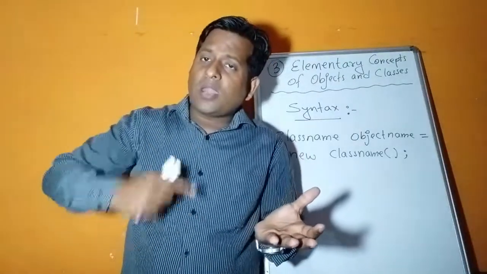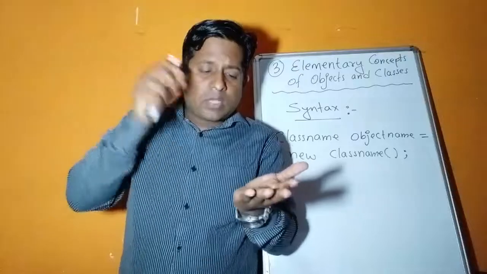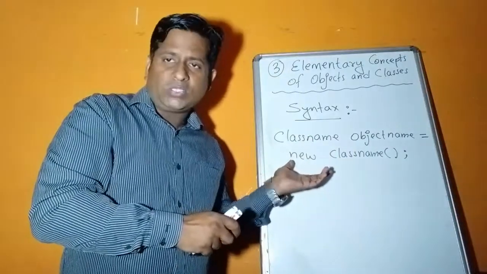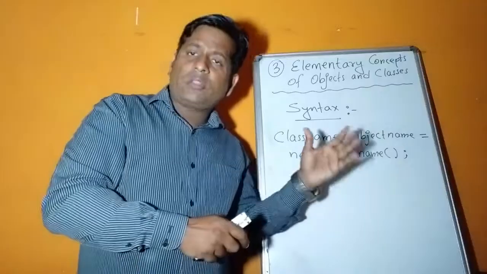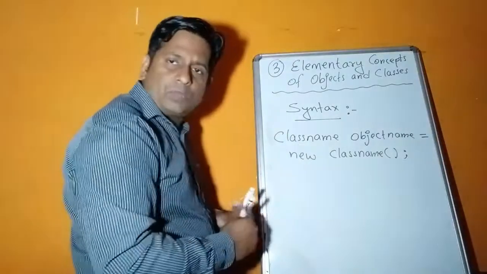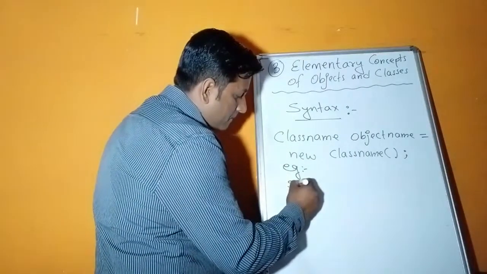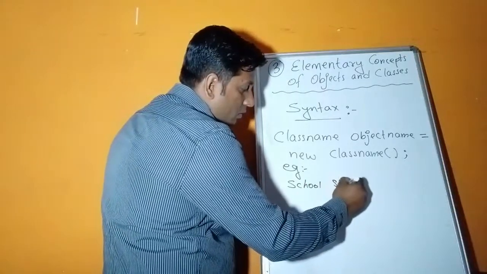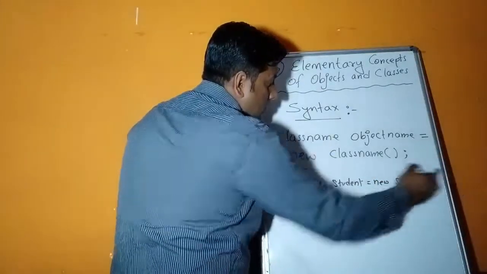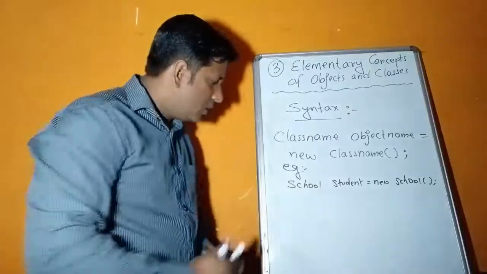That means when the program is in running mode, about to display the output, in such a mode a certain space is allocated for the object, and that space is decided by the new keyword. It's a keyword. This new keyword is linked to the compiler, and with its help space is decided and allocated. Now let us take an example. See here. Example: School student equal to new School, function sign. One more example I'll be giving.